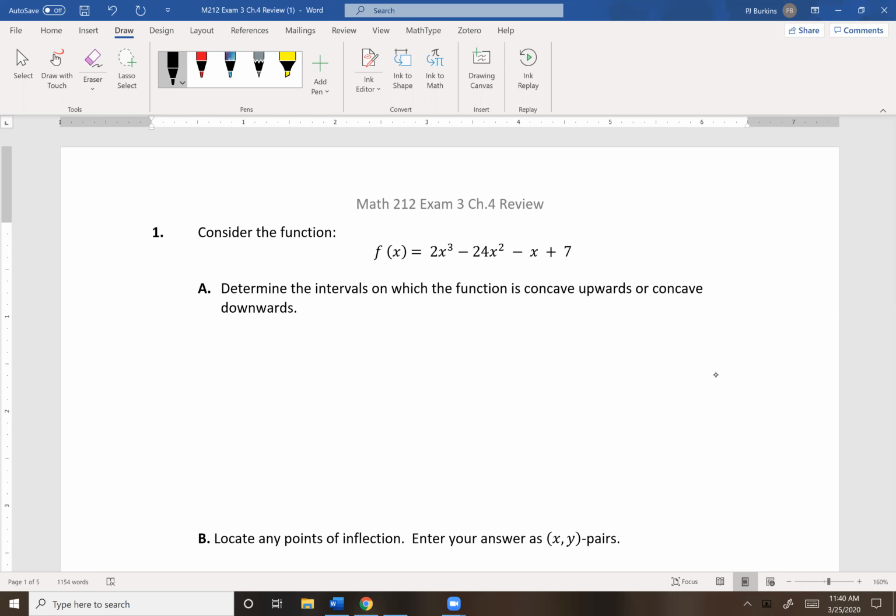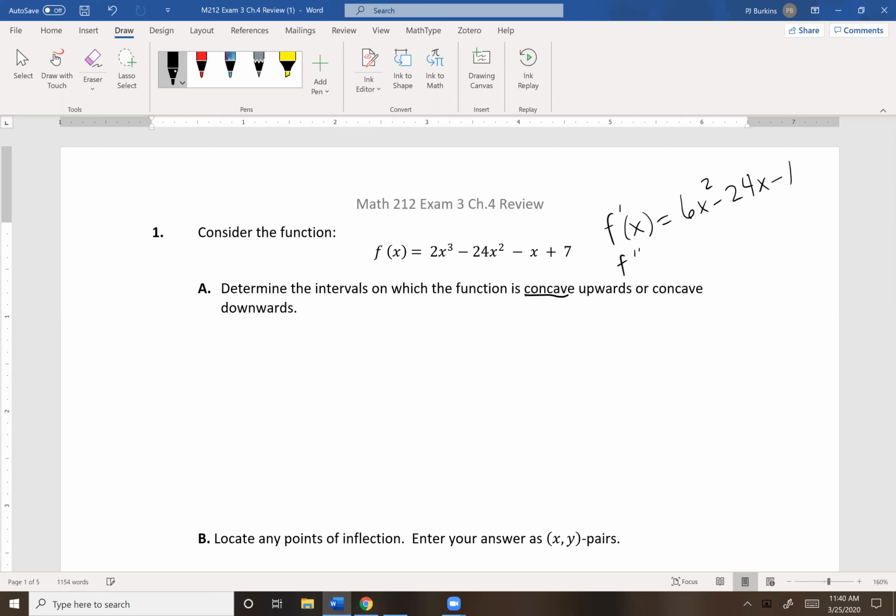So we've got a function: determine the intervals on which the function is concave up or concave down. Anytime you see concave, that should be the indication that you need the second derivative. So we need to find f prime first. Just do your power rule. So it looks like 6x squared minus 24x minus 1.